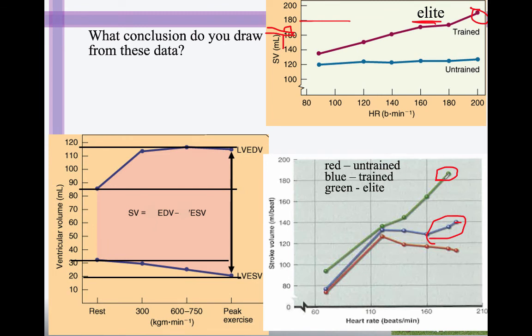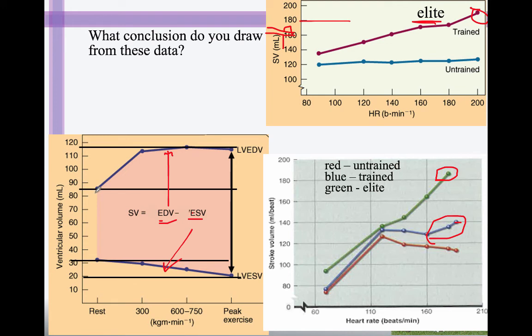This actually shows you stroke volume. And so the top line, as you can imagine, is really the EDV. That's what we have here, the end diastolic volume. And the bottom line is the ESV, the end systolic volume. And you know stroke volume is the difference between those two. So stroke volume is EDV minus ESV.